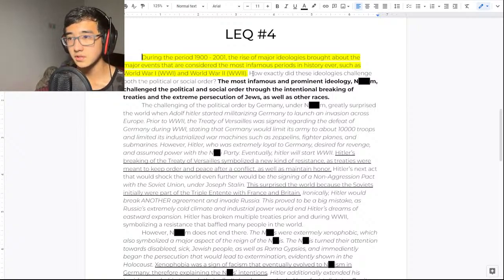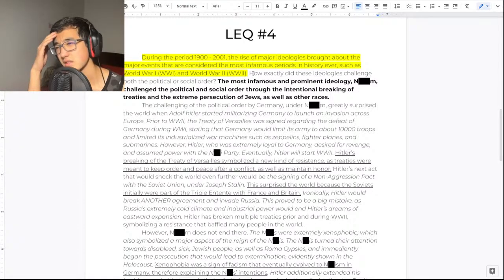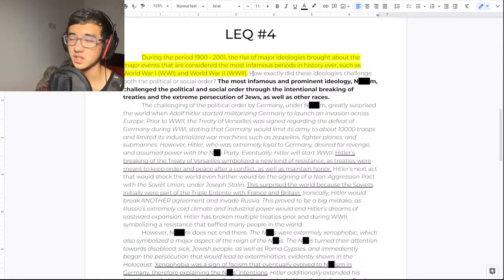The challenging of the political order by Germany greatly surprised the world when Adolf Hitler, okay, I had to italicize my evidence, and also, as you can tell, I underlined my reasoning.